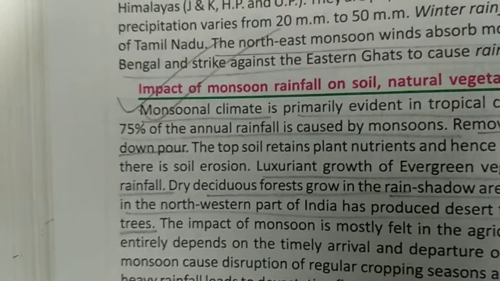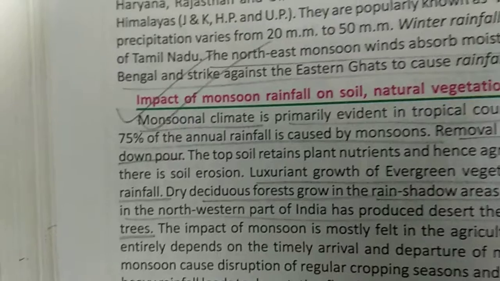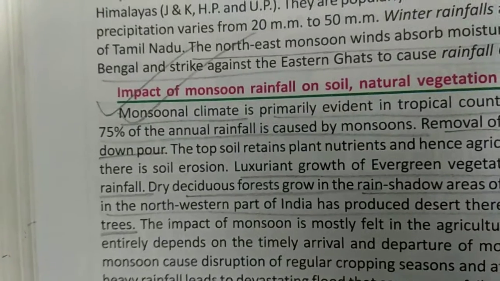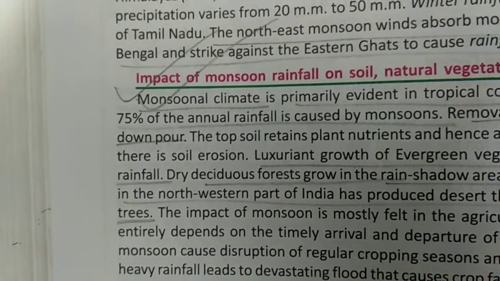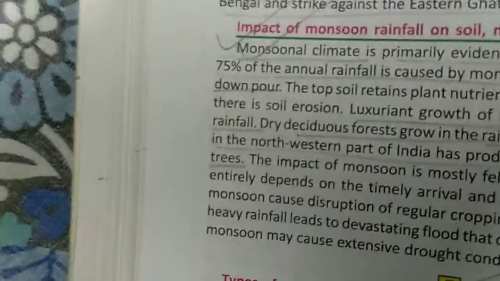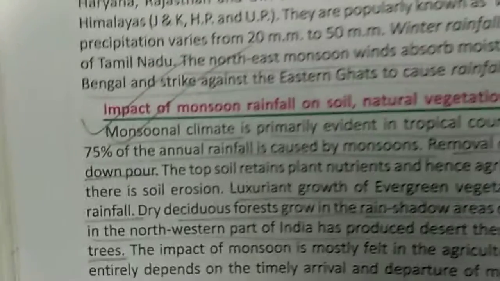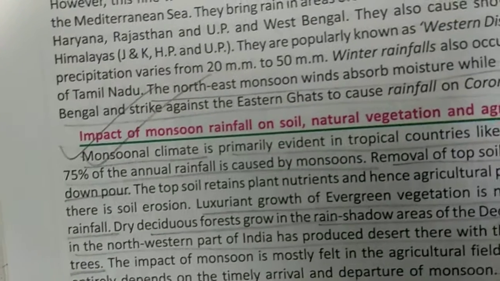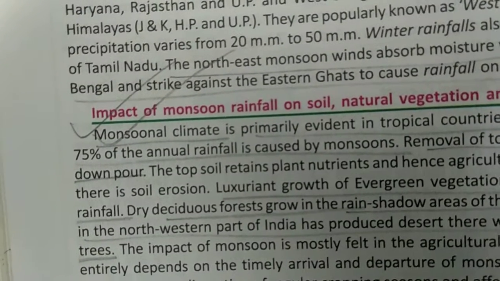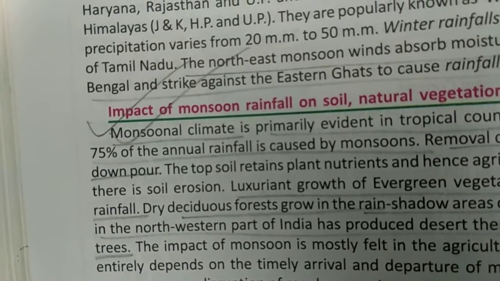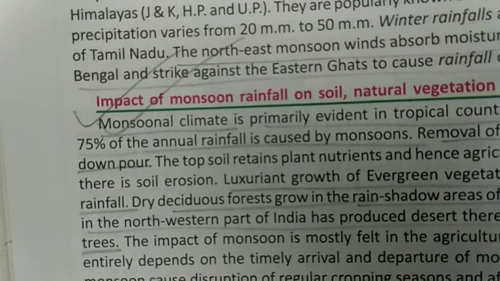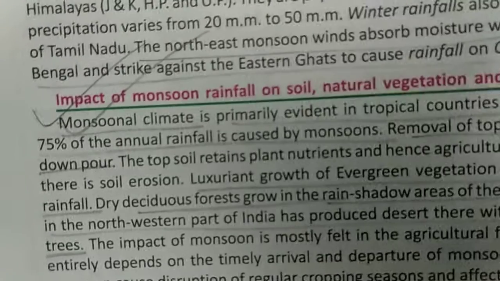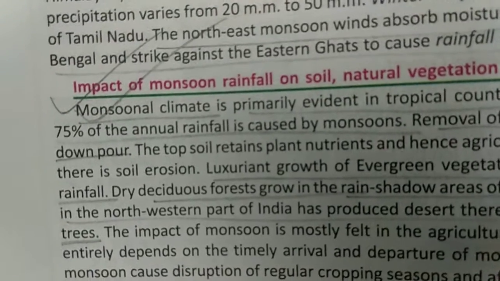The monsoon has its impact in tropical countries like India. In India the monsoon gives 75% of the annual rainfall. Due to the rain, the top layers of soil are washed away. The topsoil retains plant nutrients, and hence agricultural productivity suffers due to the high wind and rainfall.